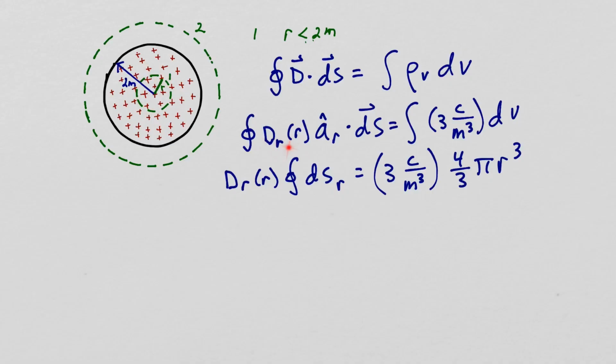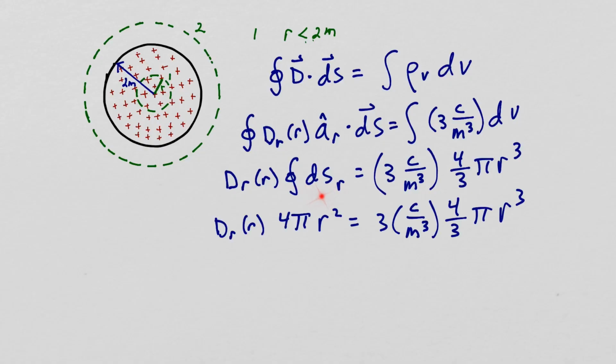The electric flux density field is constant on the surface of our Gaussian surface, so we can move it to the left of the integral sign, and the unit vector in the r direction dotted with our surface differential gives us the surface differential in the r direction. Since the charge density is uniform inside our Gaussian surface, it can be moved to the left of the integral, so then we're just integrating dv, which will give us the volume of our Gaussian surface, 4/3 pi r cubed. The integral of ds sub r over the surface of our Gaussian surface is just the surface area of that sphere, which is 4 pi r squared.